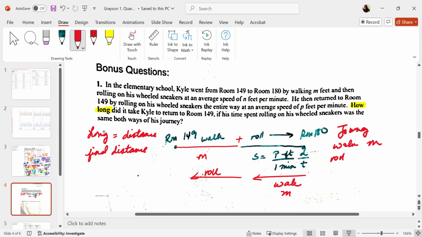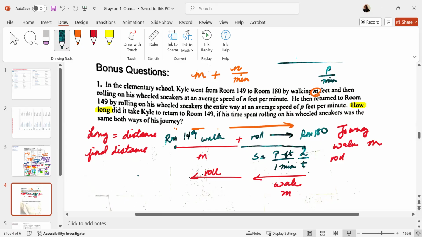Okay, if he's walking, I've kind of got it. On the journey over, he had m feet plus rolled with a speed of n feet per minute, right? He then returned to the room. So on his way back, he returned, right? Average speed of p feet per minute plus m. How long did it take to return, if the time spent rolling was the same both ways?